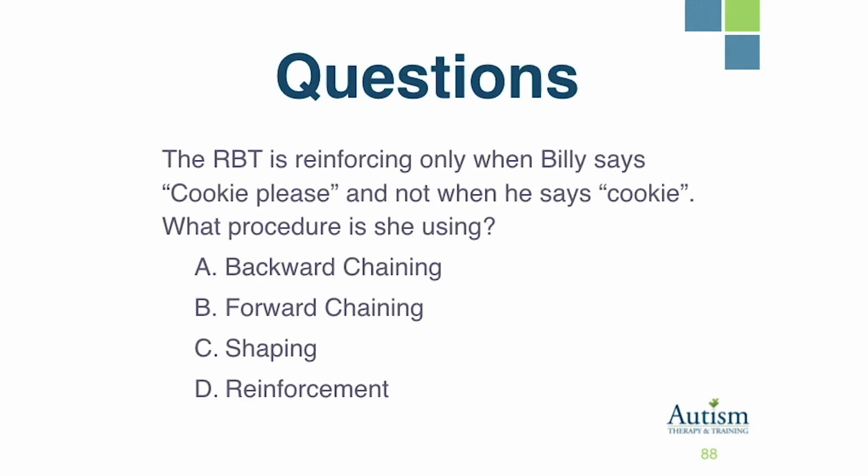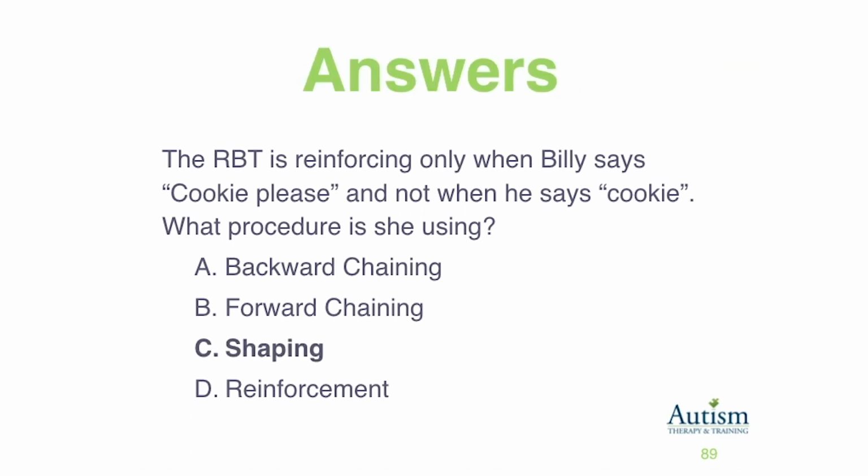The RBT is reinforcing only when Billy says cookie please and not when he says cookie. What procedure is she using? A. Backward chaining, B. Forward chaining, C. Shaping, D. Reinforcement. And the correct response is C. Shaping.